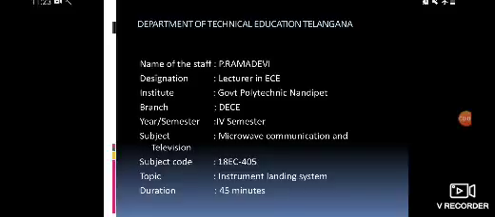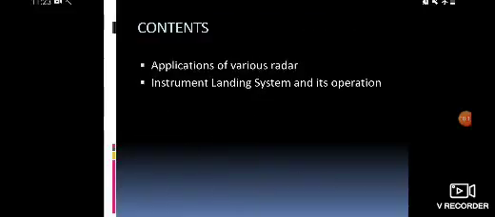Today's topic is the instrument landing system. When we are having this instrument landing system, there is an application of radar. By using the radar, we are having this application in our aircraft. So in this session, I am going to deal with the applications of various radar systems and the instrument landing system and its operation and how it works. It is the main concept of this session.